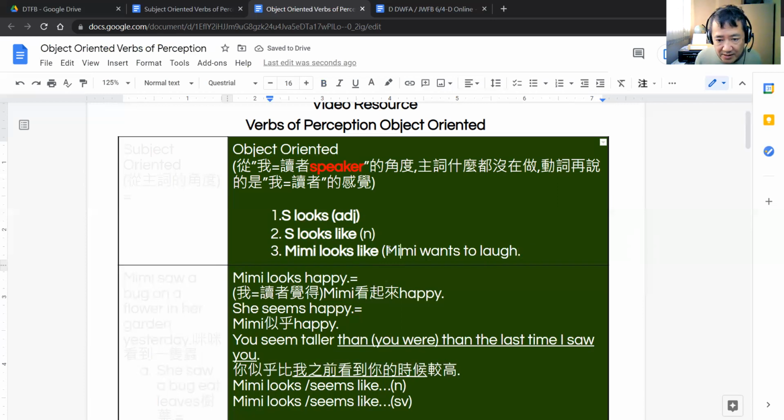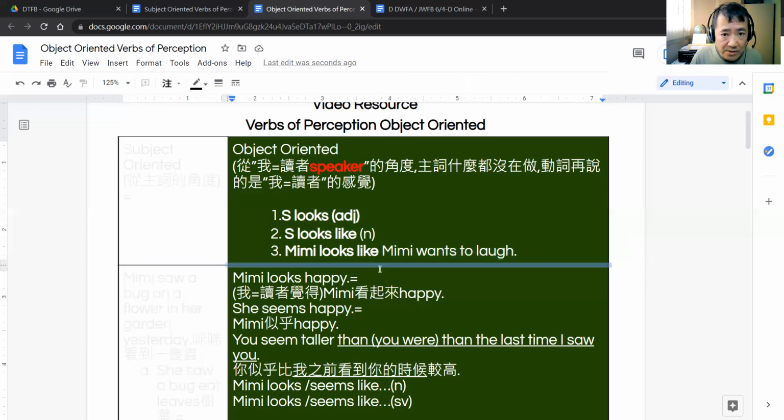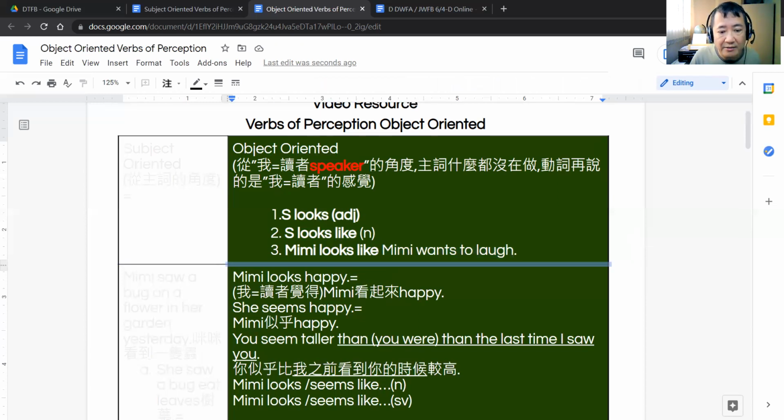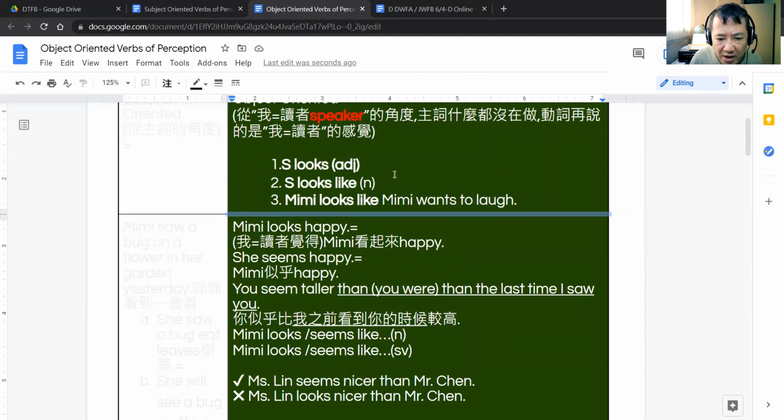So, as you see, the structure is the same as the first one, except now I'm going to follow it by not a noun, but a sentence. Mimi looks like she wants to laugh, okay? And that is the structure of object-oriented verbs of perception. Let's do some examples so we can see how these rules apply, okay? And we use all three structures in every example.